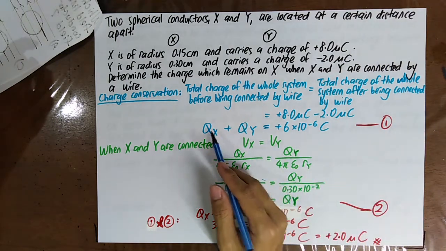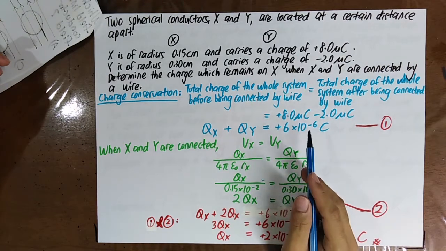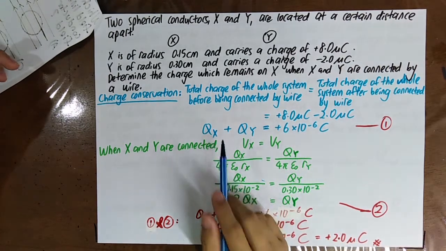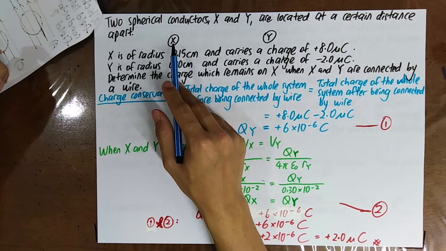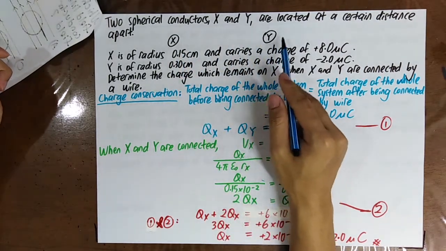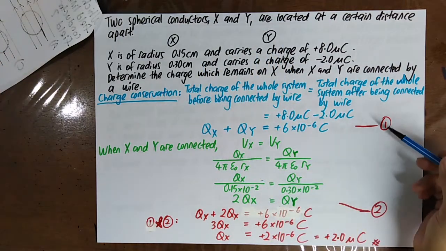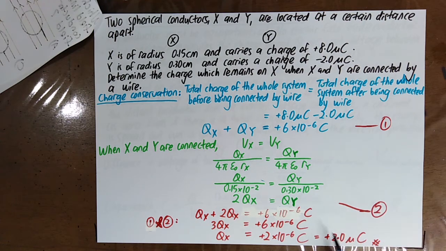So you know that Qx plus Qy must be equal to this. Qx is the charge on X after they are connected. Qy is the charge on conductor Y after they are connected. By using these two equations, you can solve for Qx and also Qy.